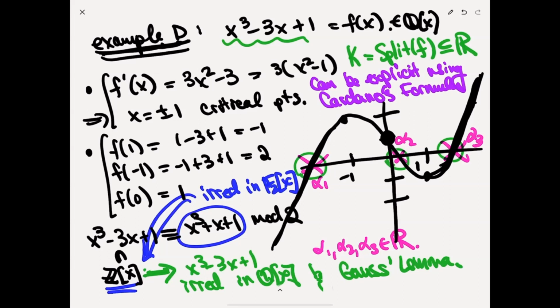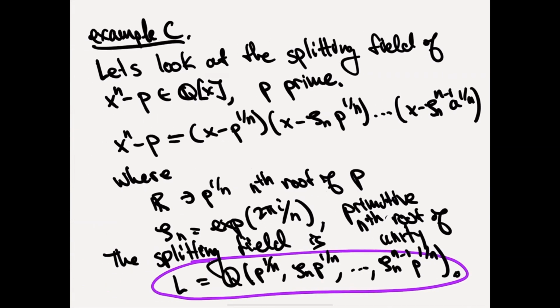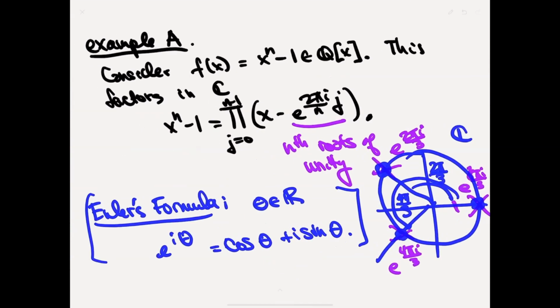Cardano's formula is like the quadratic formula, but it's a fancier version of it. So that gives us three examples to talk about. I just have some stuff on cyclotomic polynomials, and I'm going to do that in another video. So these are some examples of splitting fields that we can compute.